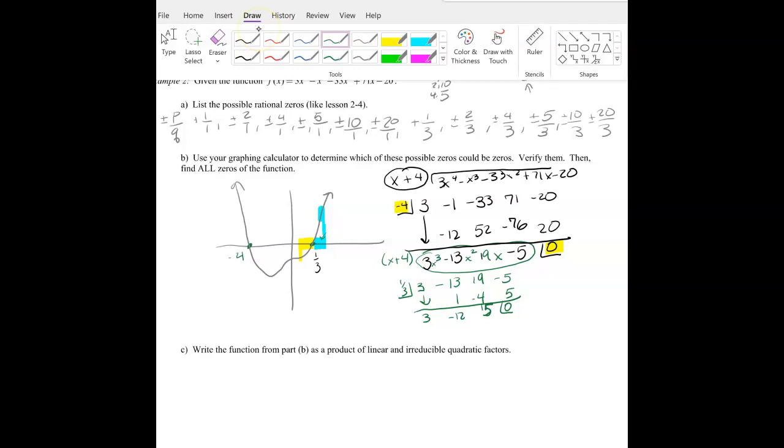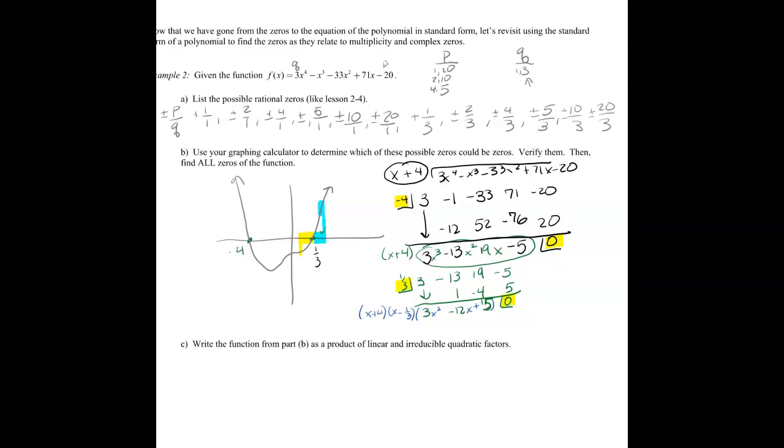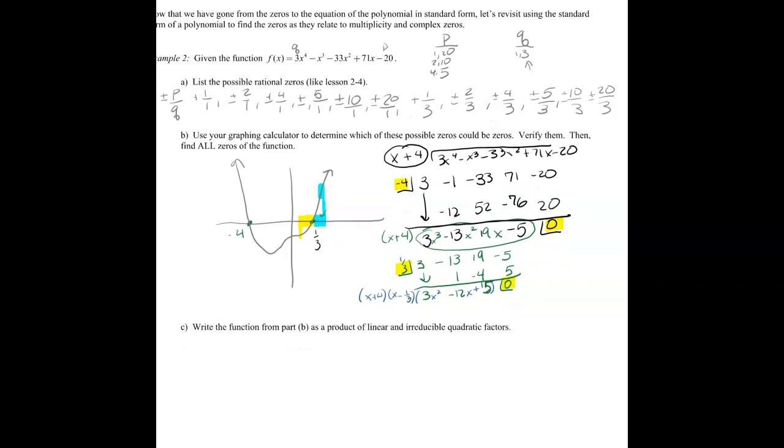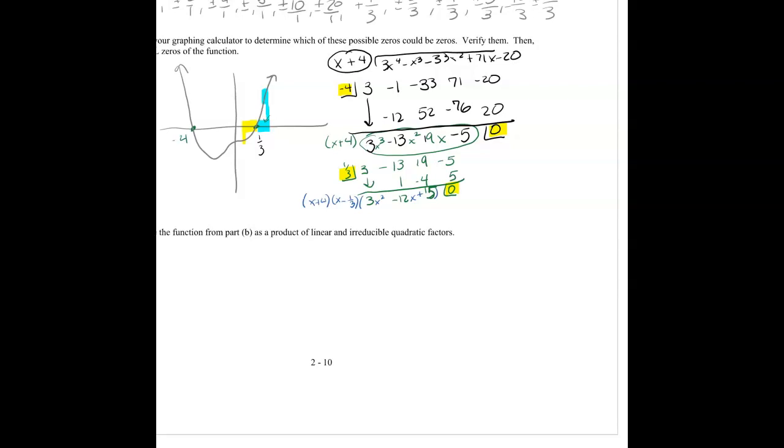Alright, so again, I got a factor of x minus 1/3, and that gave me a remainder of 0. So what I've really got now is x plus 4 times x minus 1/3 times 3x squared minus 12x plus 15. So now that's as much as we can get as far as real solutions. So part C is a little bit funner, but I'm not quite ready for part C because I haven't found all of my zeros yet.